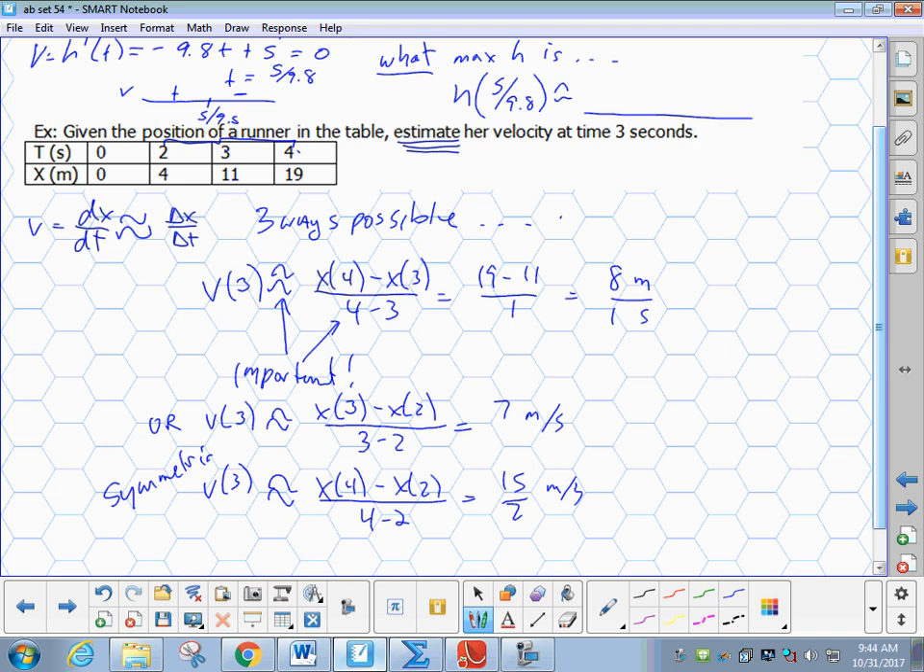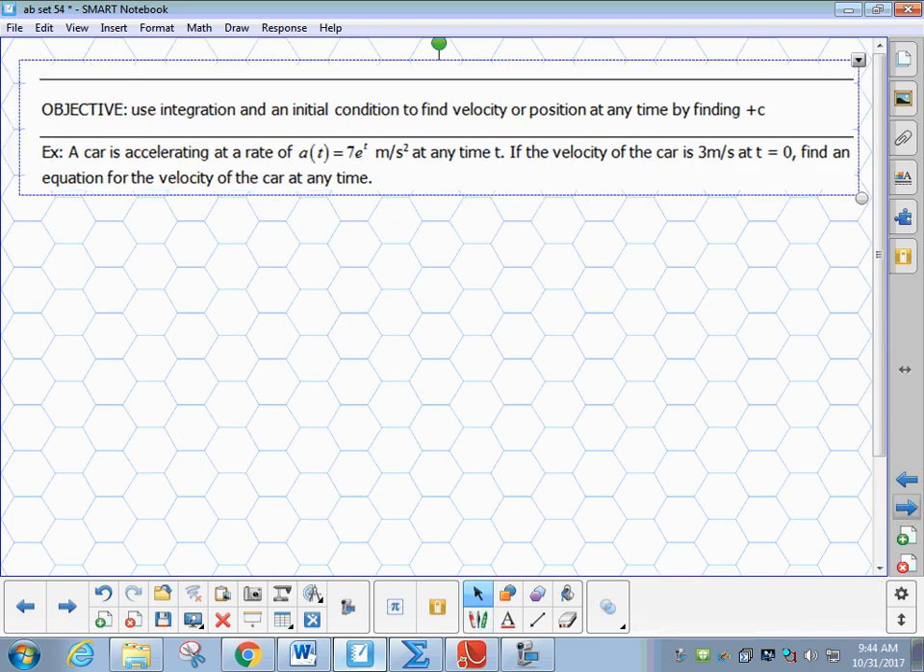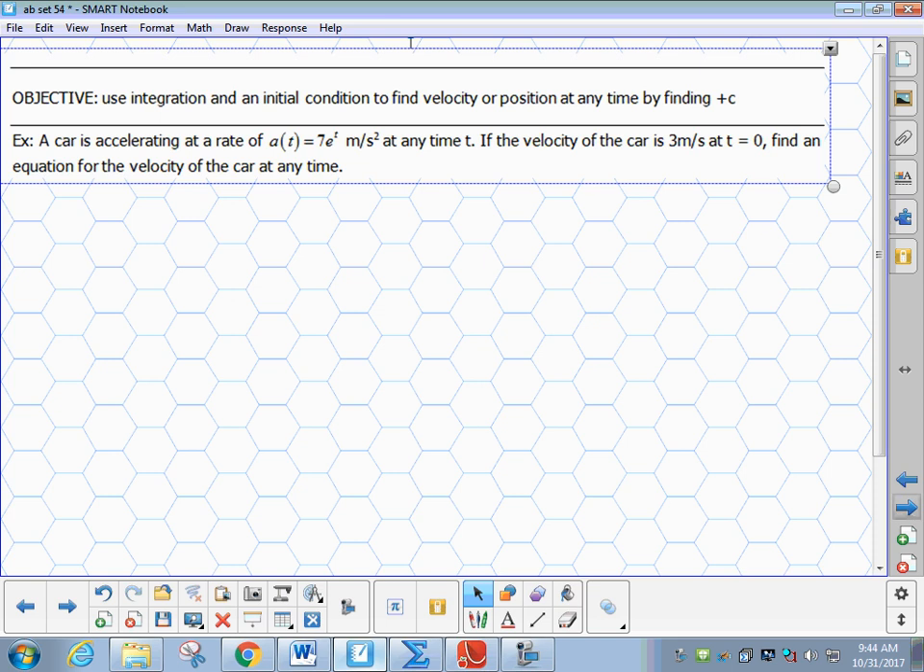Any questions? Okay, let's do this in an integration-y kind of style then. This might be new. All right, so using integration and an initial condition to find velocity or position by finding the plus c. Really, there are two cases here. You have to find the whole equation, or you just make a calculation. And I have examples for both.